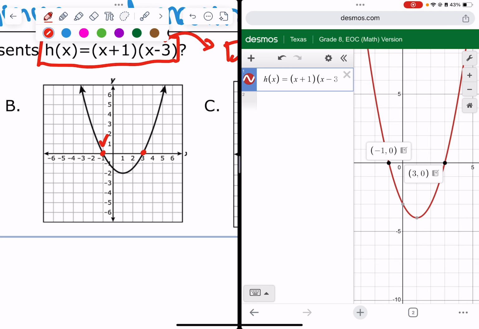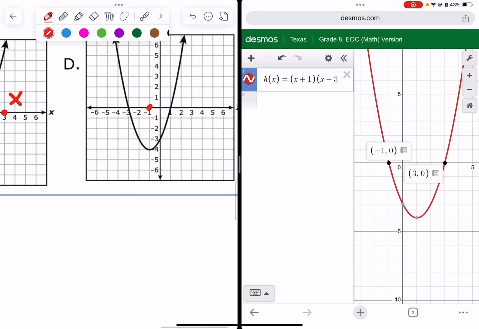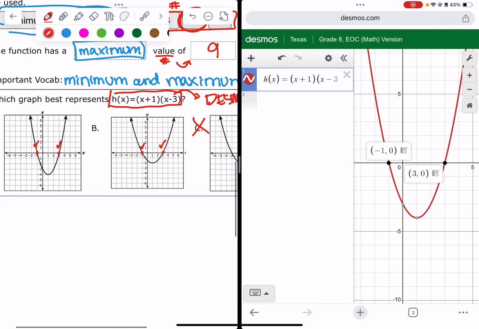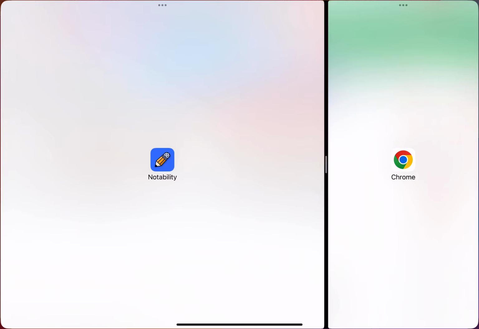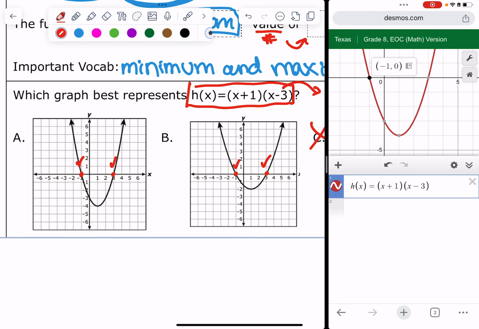-1, 3. Good, good. C. -1, 3. This one does not touch, so we're not good. Then D, -1, 3. This one does not touch those points either, so we're not good. So now we're between A and B. So we have these points right here, and my y-intercept is 0, -3. So let's check my y-intercept. 0, -3. A touches it, B does not.